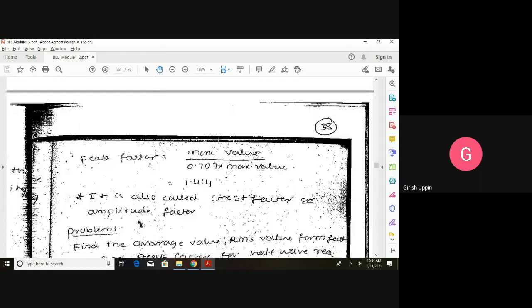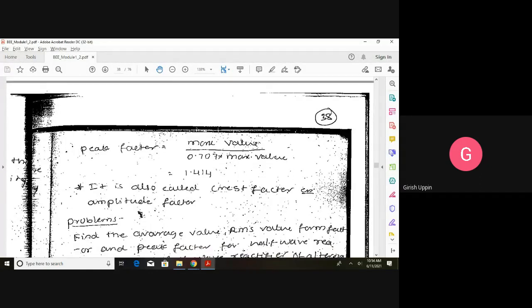Similarly, for the sinusoidal waveform, peak factor can be calculated: maximum value divided by the RMS value. RMS value we know is 0.707 times the max value. The max value will get cancelled. What we get is the peak factor for a sinusoidal waveform is 1.414. Okay, and the peak factor is also called the crest factor or amplitude factor.